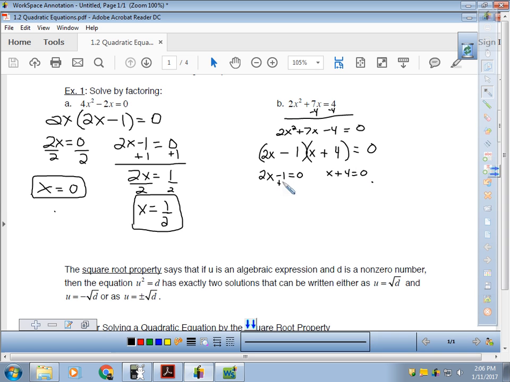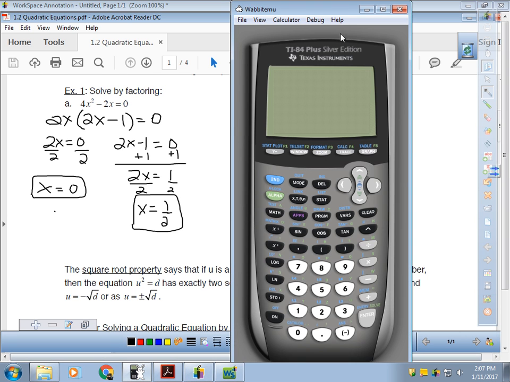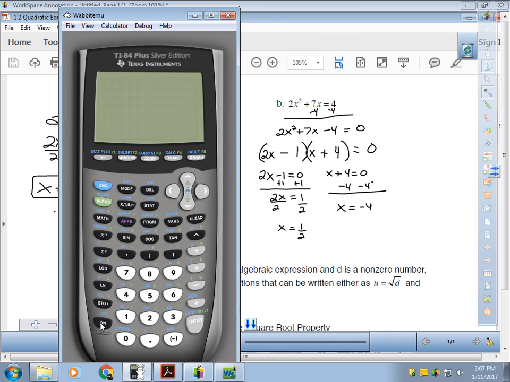On this one, we would add 1, and so we'd say 2x equals 1, divide by 2, we get x equals 1/2. On this one, we would subtract 4 on both sides, and so we would get x equals -4. And then we'll use our calculator to help us check it.